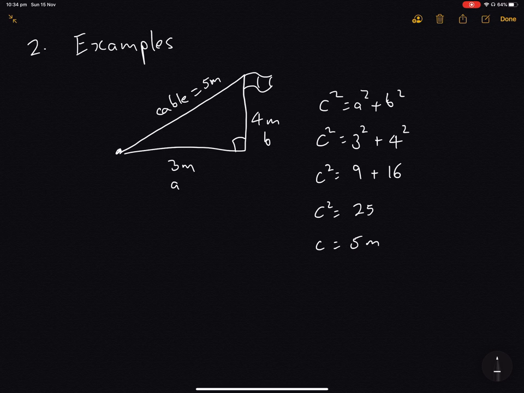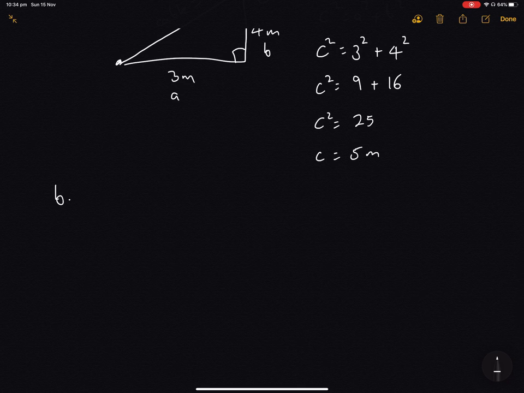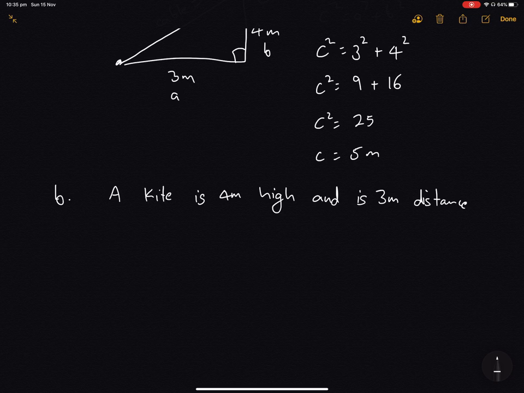You can get other examples. They might say, let's say this is example 2A, 2B. These are all wordy questions, and it's a matter of deciphering that word into the actual maths. So I might say, let's say a kite is 4 meters high and is 3 meters distance from you.